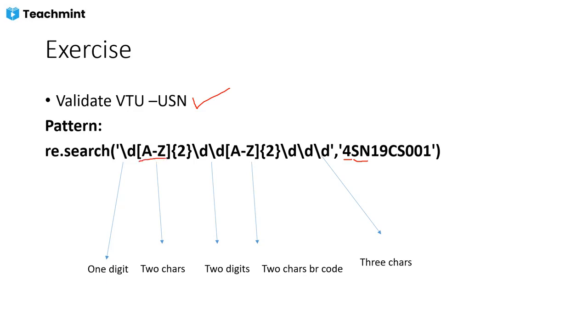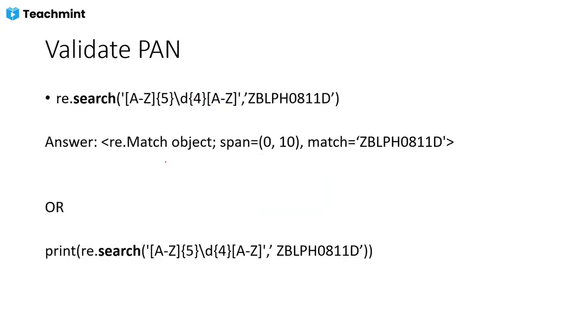Here I'm using A to Z because I don't want lowercase characters. So give that in the range A to Z, A to Z. Only two characters are allowed. That is indicated here, the size. Next, two digits. Next, two characters. Last, three digits. I can use the bracket also, \d with size 3, that I can also use. So this is how a regular expression pattern can be formed to validate the USN.